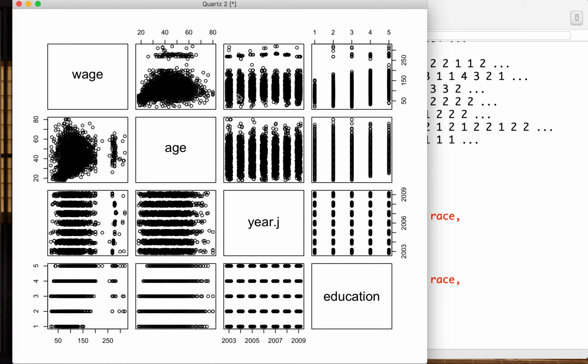So year and wage, now it's not clear here, but we have already seen in the previous video that in the later years we have higher wage. And education, we have level 1 to level 5. Level 1 is less than high school degree, level 5 is more than college degree. So we have some tendency here. So this is the data set.